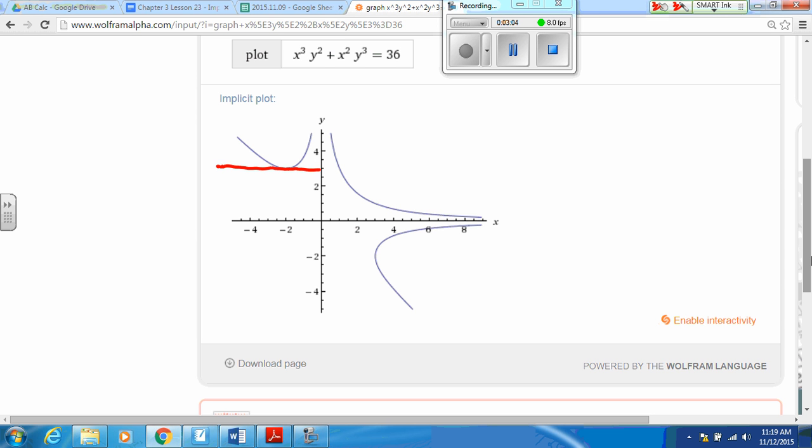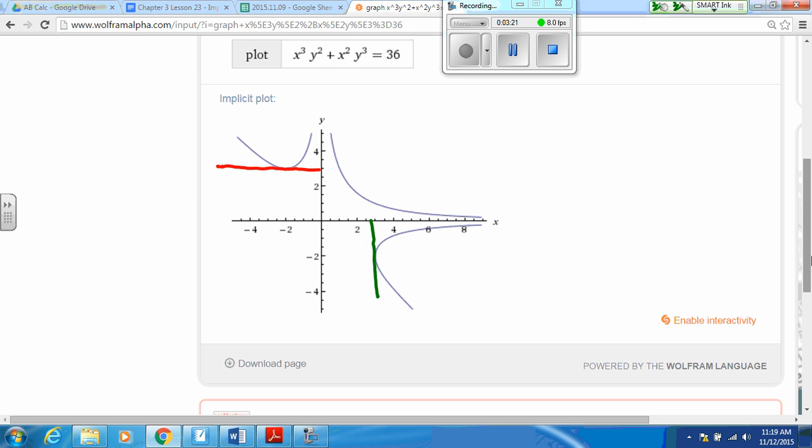As far as vertical tangents go, it looks to me like I've only got one place where I have a vertical tangent as well, and that looks to be right there. Although I do notice that my tangent lines get steeper and steeper as x gets close to 0.